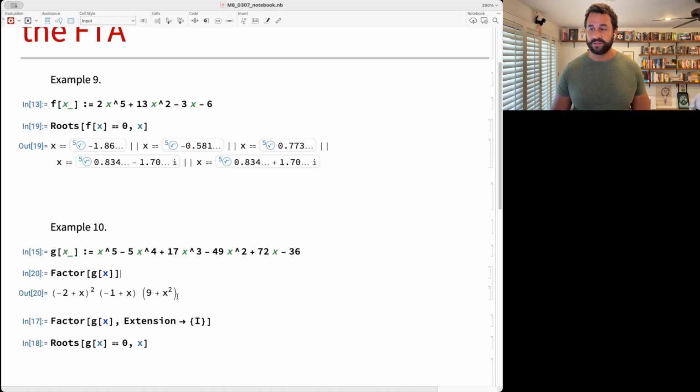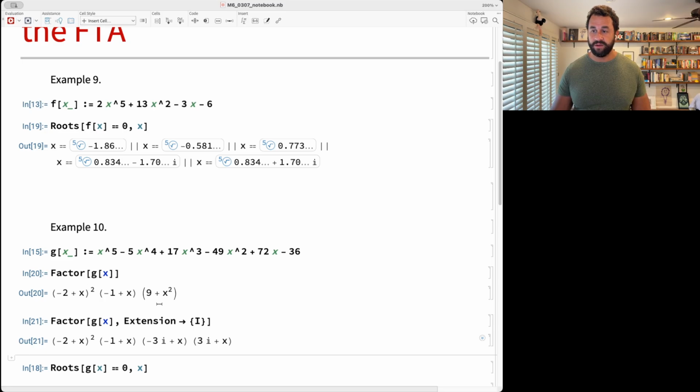If we want it to factor this sum of squares, we need to allow it to do so using the extension command option. So this basically says, hey, Mathematica, factor g of x, but you're allowed to use imaginary numbers. Here, the capital I is the imaginary unit. It will render as this little fancy I that you see right here. So Mathematica uses a capital I to represent the imaginary unit. Let's try it now. Boom.